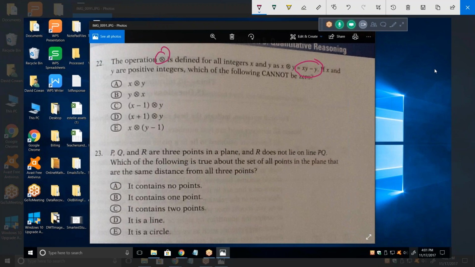Okay. So if that's what it is, and x and y can be any integer whatsoever, can x times y minus y be 0? Is this possible?